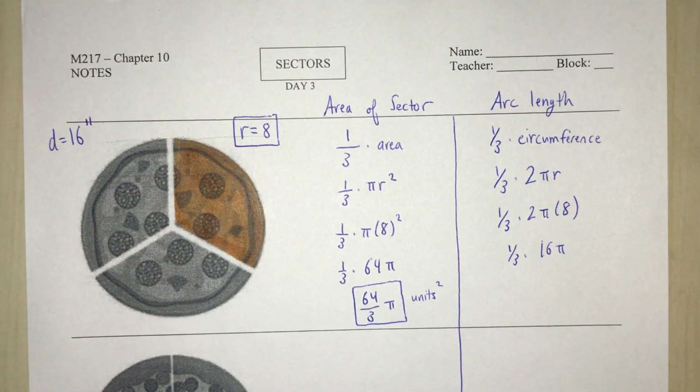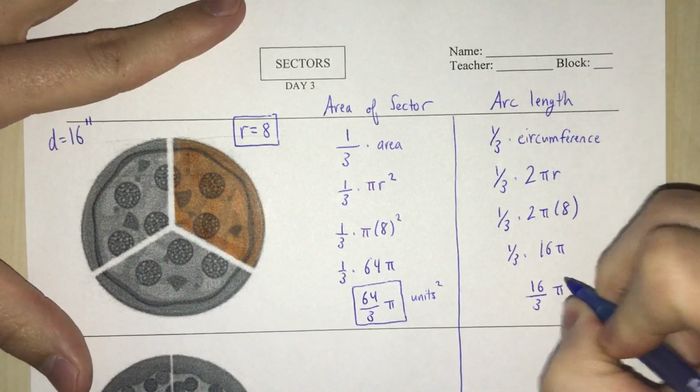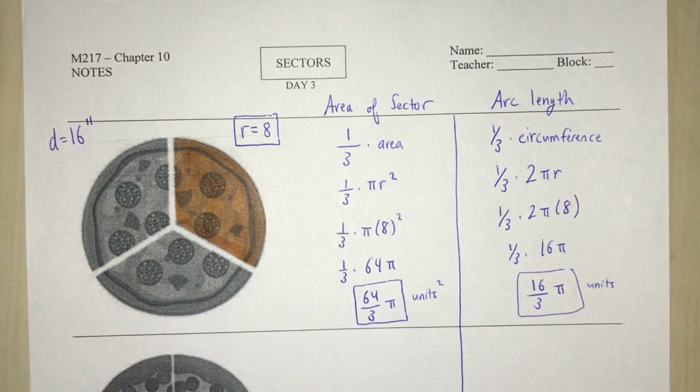Okay, and again, you're not going to get a cute answer anymore. You're going to get 16/3 pi, and this would be just units or inches. I mean, yeah, we should have done inches. I'm a bozo. We should have done inches, but it would be inches. That's how much that is.